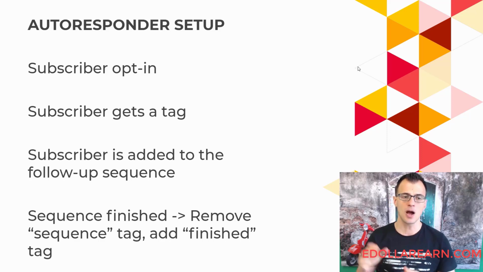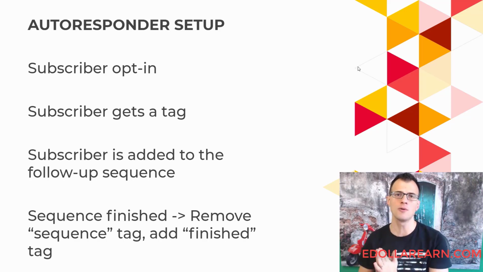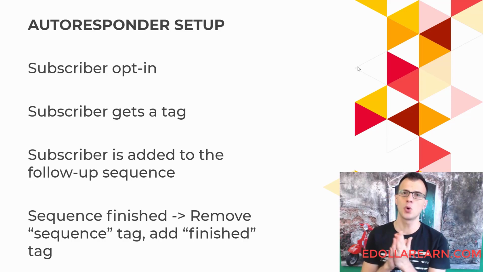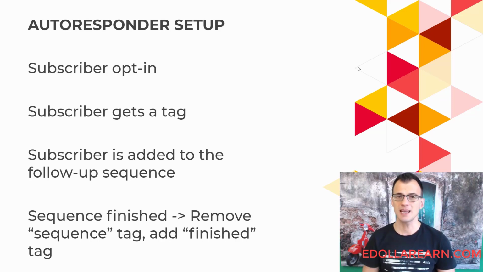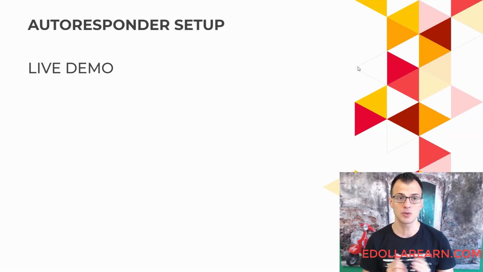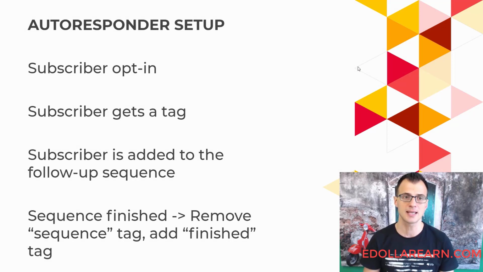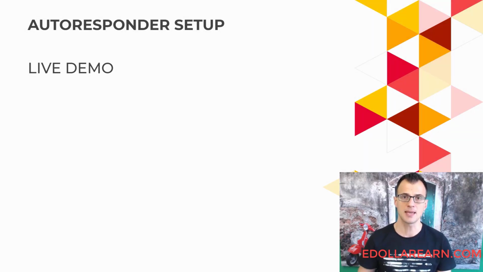And then after the sequence is finished, so your sequence should really be, as a minimum, about 5 to 10 days. After that sequence is finished, we should be pulling that subscriber back into the pool of subscribers to whom you can just market and send one-off messages. I'm going to explain everything step by step a bit further in this video. But now let's actually get into this and do this live demo of autoresponder setup. So we're going to set up all of these steps here.